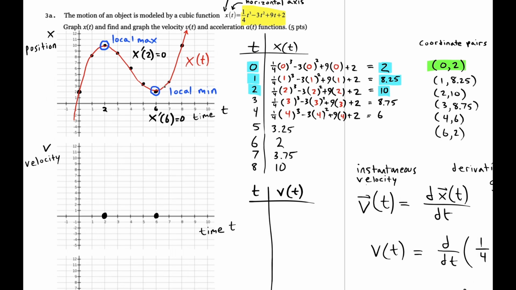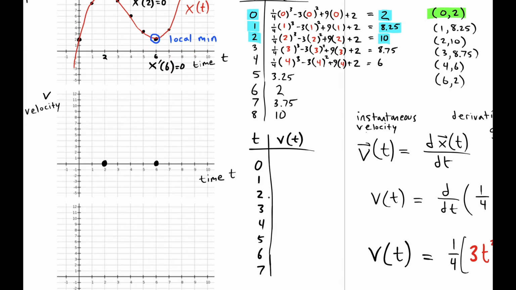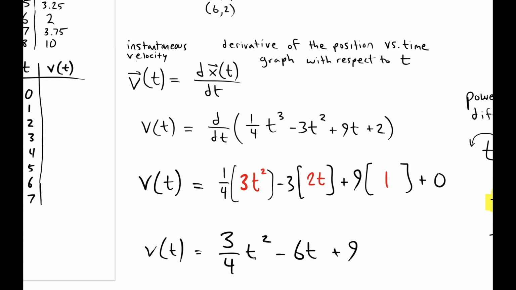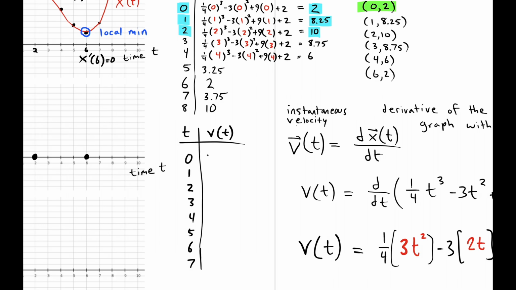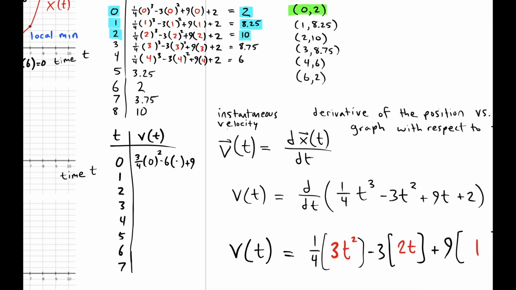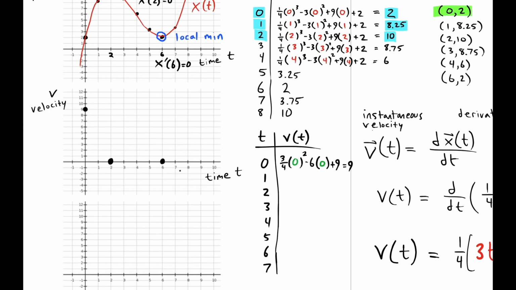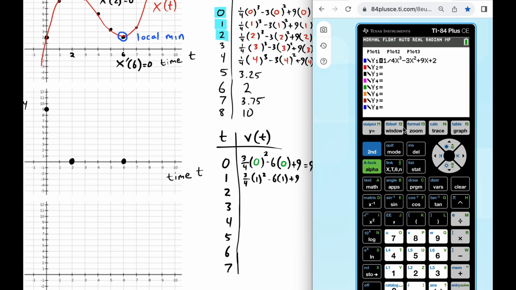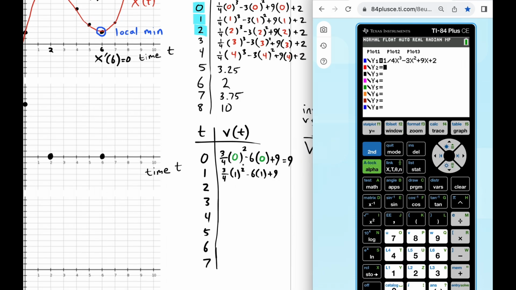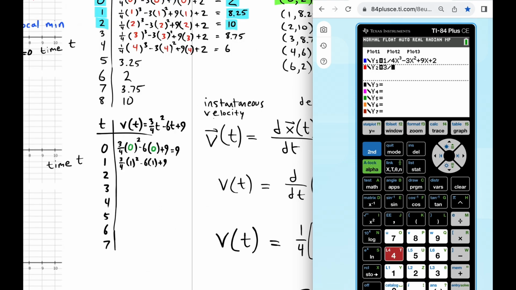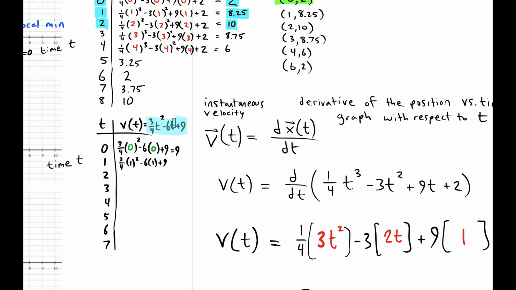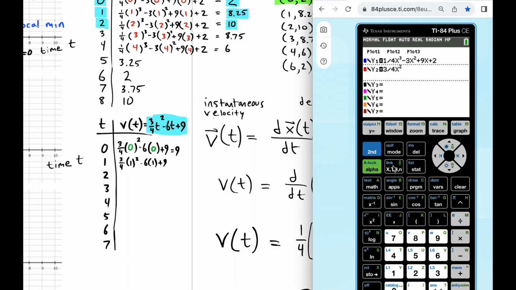I don't want to make an assumption, maybe that isn't the exact location of the local max and min, so just to be sure, I'm going to plug in these times into the velocity function. It's 3/4 t squared minus 6t plus 9. Alright, so plug in a 0 here, and we get 9. So (0, 9) is a point of interest. I'm going to go back to my y equals in my calculator, plug in the formula. I'm doing 3/4 t squared minus 6t plus 9.